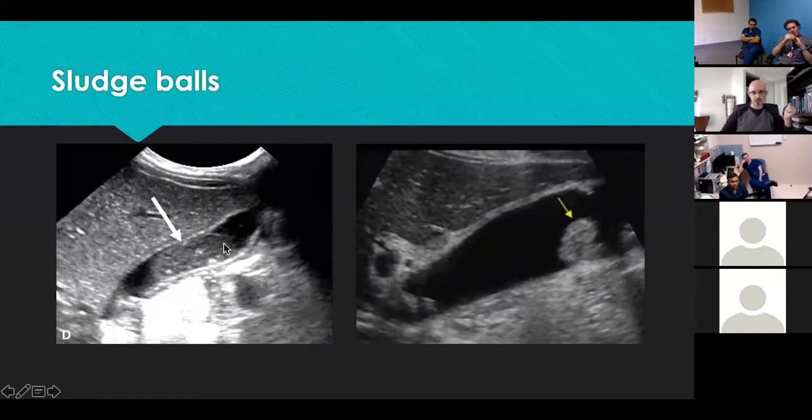It can actually accumulate and form a ball-like thing called a sludge ball, which can look very, very similar and be hard to differentiate from a very big polyp. And if you put color Doppler on it and you see some sort of perfusion in it, it means that it's unlikely to be sludge, more likely to be a polyp. But when there is no perfusion in it, it's a bit harder to differentiate.